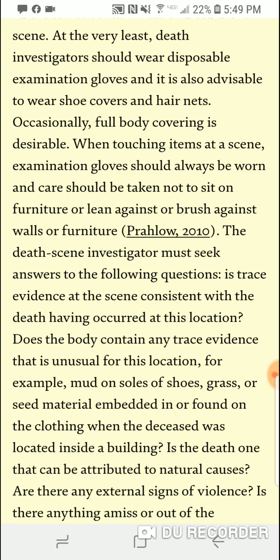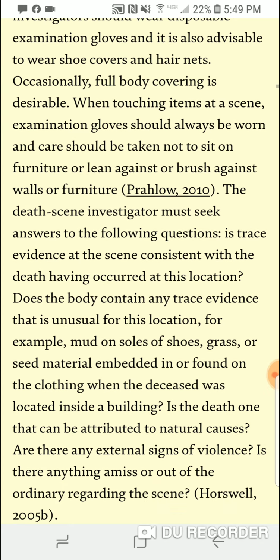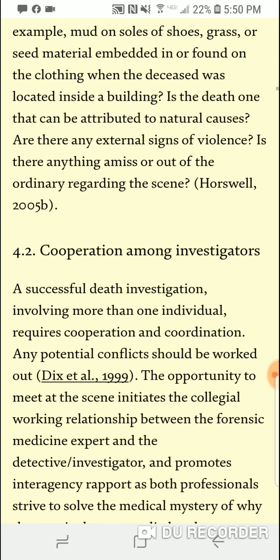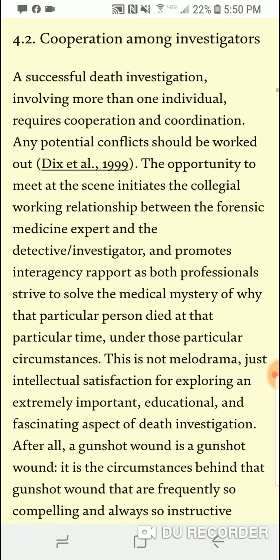Is the death one that can be attributed to natural causes? Are there any external signs of violence? Why, yes, there is. Her lip was busted. She had a contusion to her ankle. Is there anything amiss or out of the ordinary regarding the scene? Yes, there is. In this case, there absolutely is.